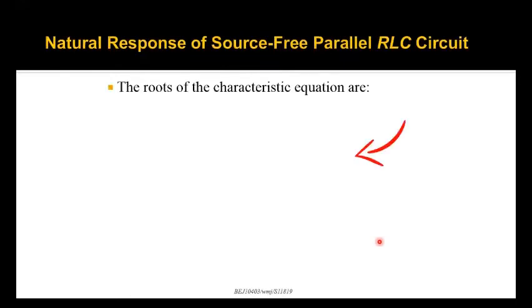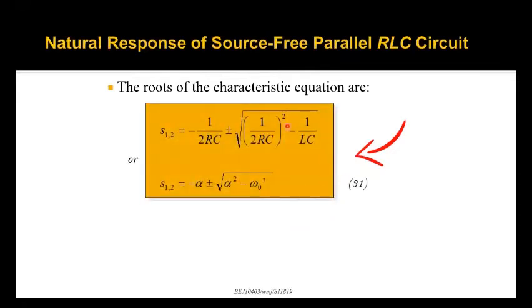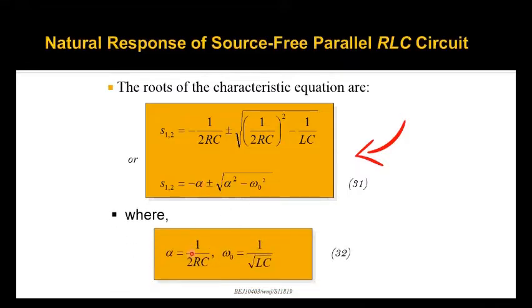Next, the roots of the characteristic equation. Since we have a quadratic equation, you can find the two roots, s1 and s2, using this equation: minus 1 over 2RC plus or minus the square root of (1 over 2RC) squared minus 1 over LC. If you compare this to the series RLC circuit, this is minus alpha plus or minus the square root of alpha squared minus omega naught squared, where alpha is no longer R over 2L but is now 1 over 2RC, and omega naught is still the same.